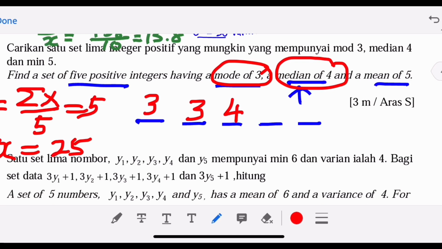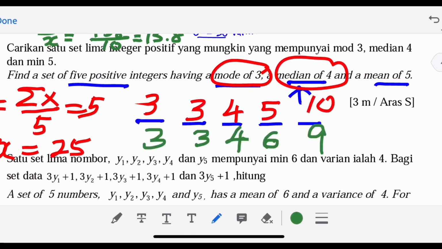So another 15, you can either use 5 and 10, or you can use other than 5 and 10, right? You can use 6 and 9, which is 15 also, or you can give 7 and 8. So there are many possible answers. The question asks for just one set of 5 positive integers, so you can just give 3, 3, 4, 5, 10. Or you can give me another set, but just one set will do.